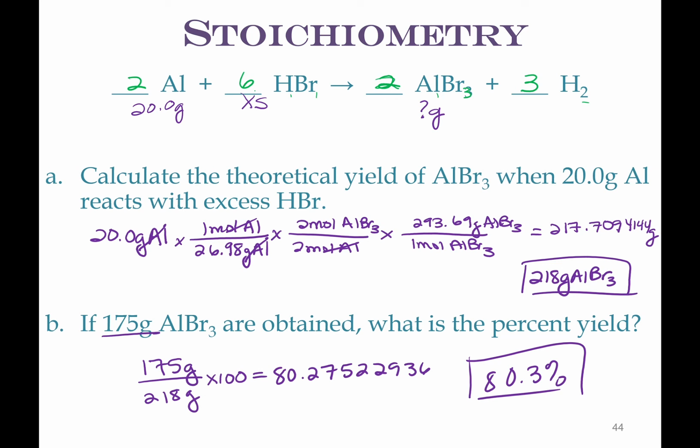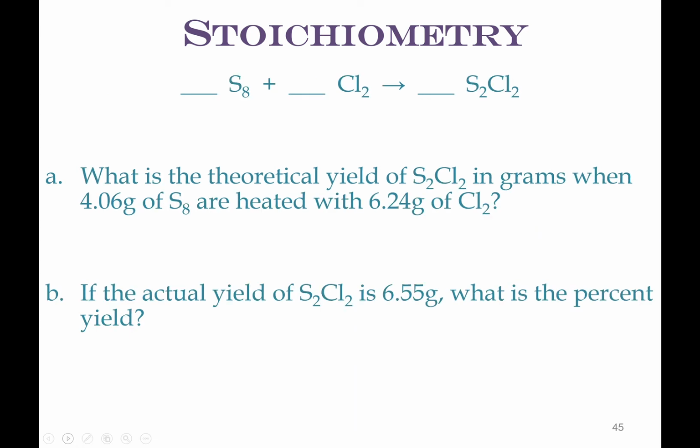One more problem together. So S8 plus Cl2 gives us S2Cl2. We need to balance this. So we have 8 sulfur, 2 chlorine over here, and we have 2 sulfur and 2 chlorine. I'm going to guess we need a 4 here. That'll make that 8 and that 8. And then we put a 4 here, and now we have 8 and 8, and it's balanced.